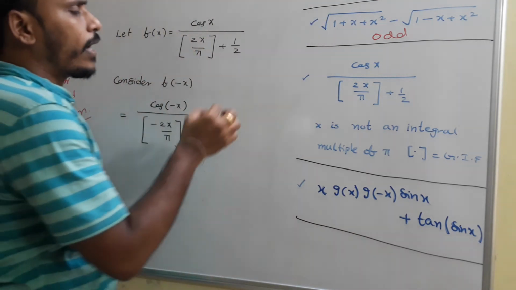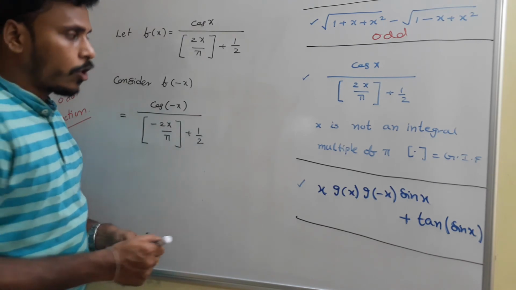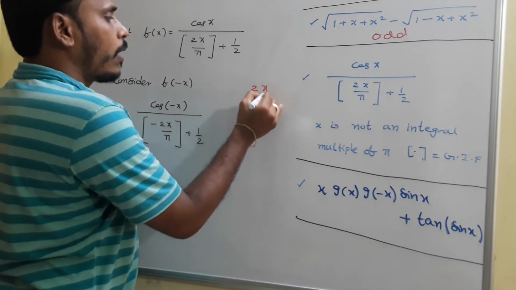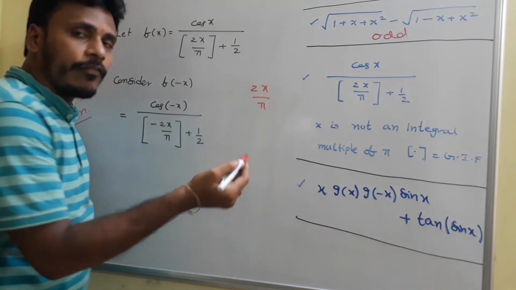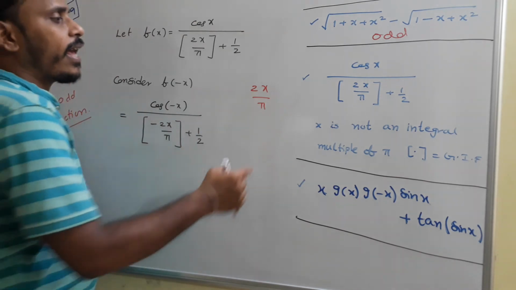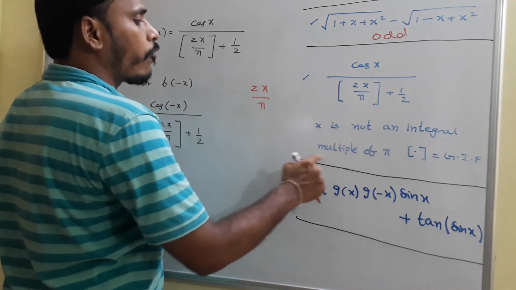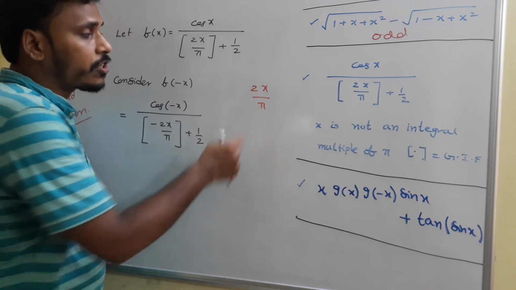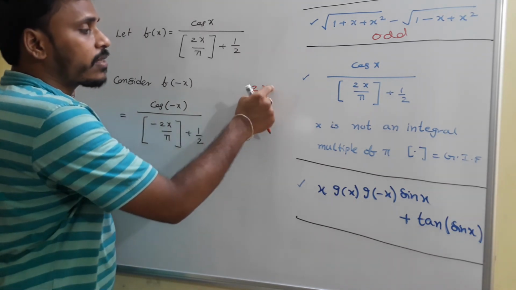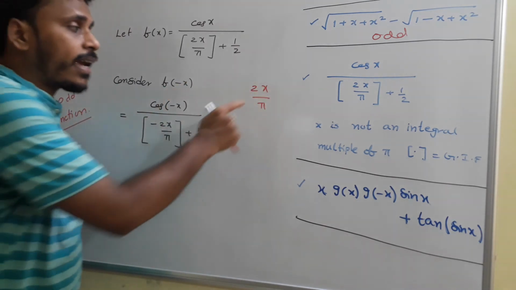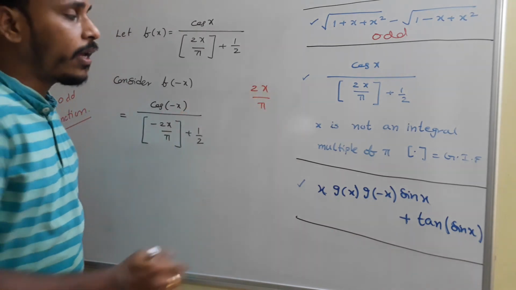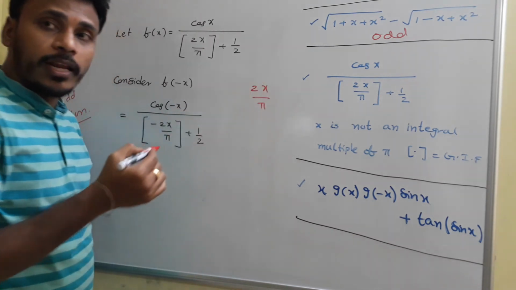Okay? 2x by pi. You just think about it, whether it is an integer or any fractional value. See, look there, x is not an integral multiple of pi, so we don't have any chance to simplify this x by pi. Since x is not an integral multiple of pi, this 2x by pi is not an integer.